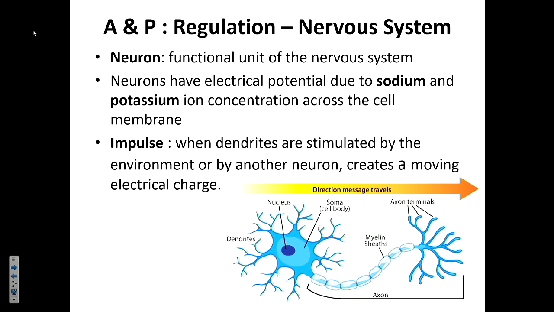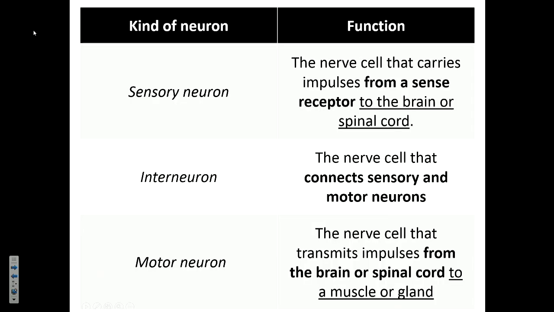You want to make sure that for all those things I just highlighted, dendrites, cell body, axon, myelin sheath, you know what they are, where they're located, and what they do. The myelin sheath, which looks like little bubbles, essentially insulates and protects the axon from damage. So it serves as a protective organ.